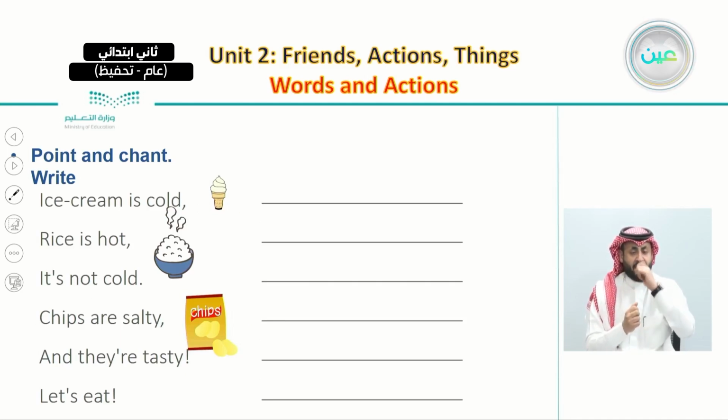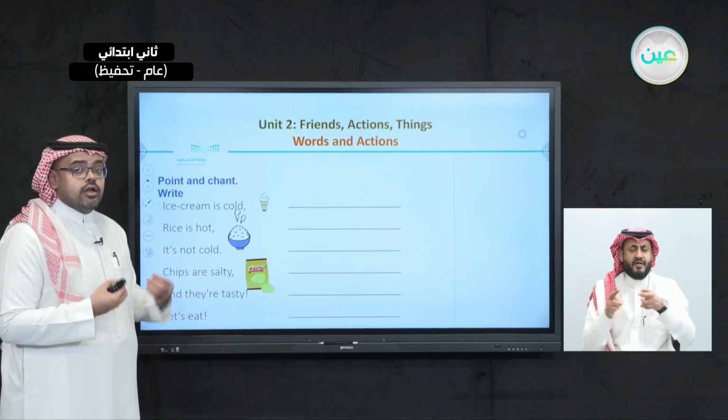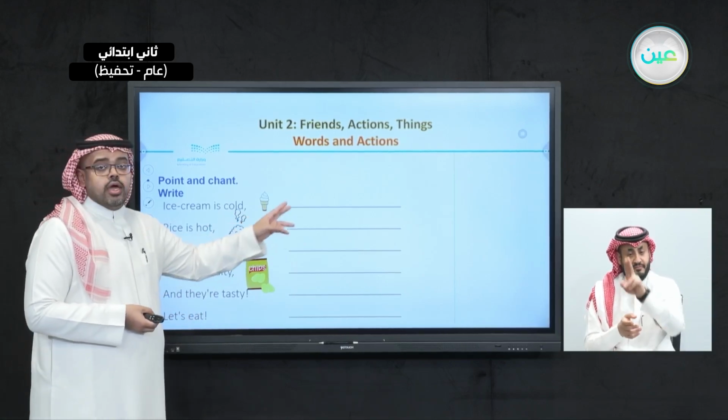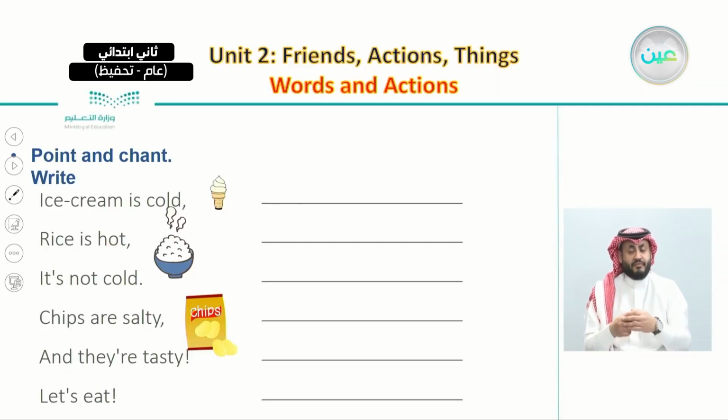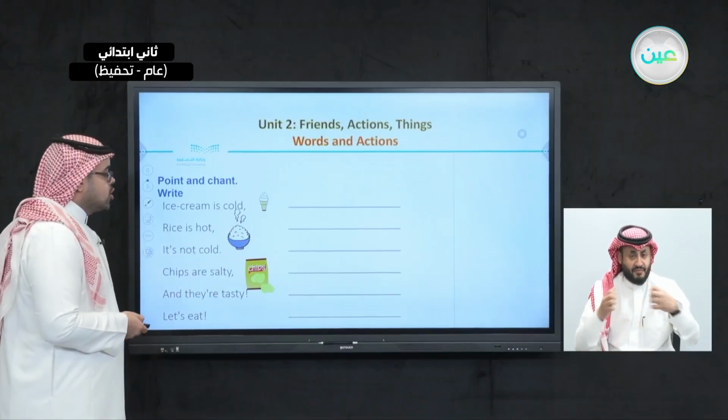And the second part of this chant is this one. Ice cream is cold, rice is hot. It is not cold. Chips are salty and they are tasty. Let's eat. And here we got to know more of the food and more different tastes. And not only this, but we also did write them here back on the line. We write cold, hot, salty, and also tasty. And why do we use this food? Just to help you think about each one of this food, and also to remember the taste and know the meaning of each of the words.